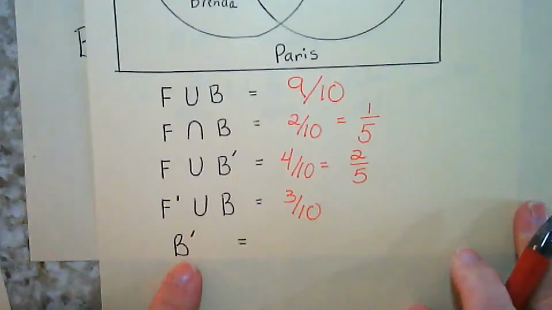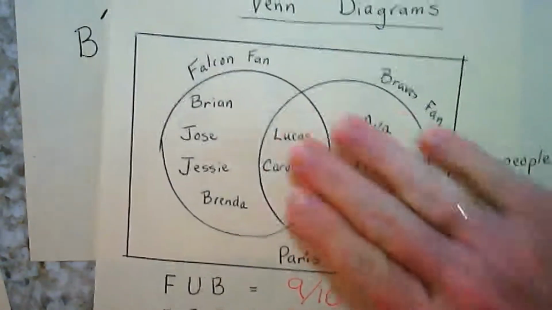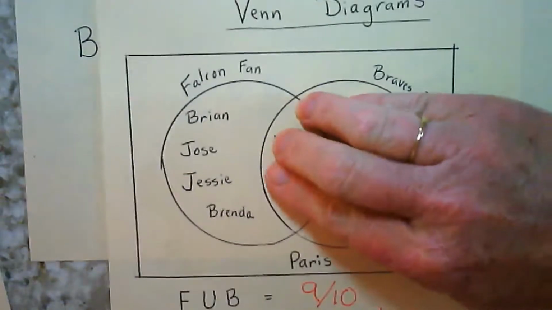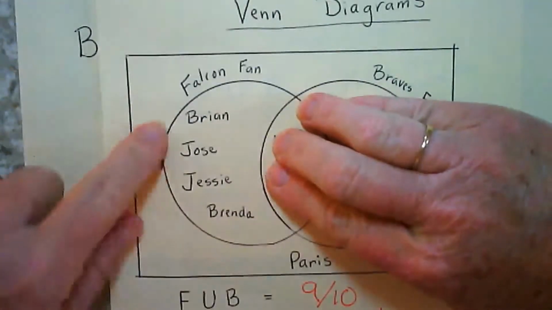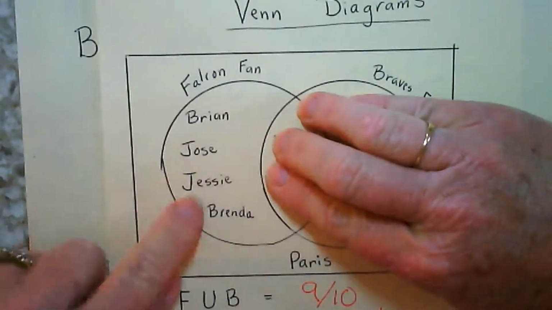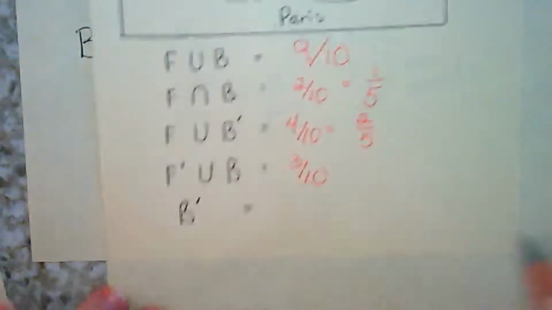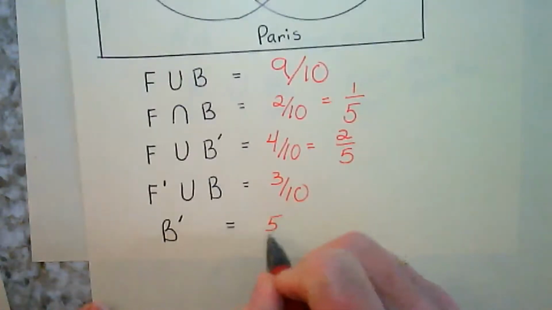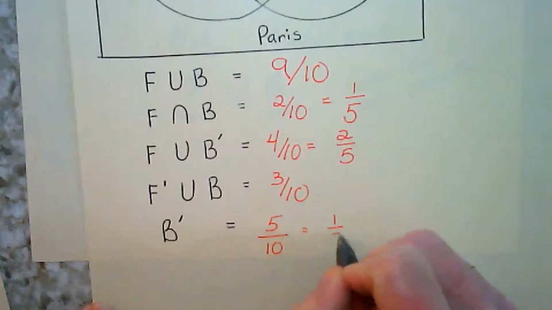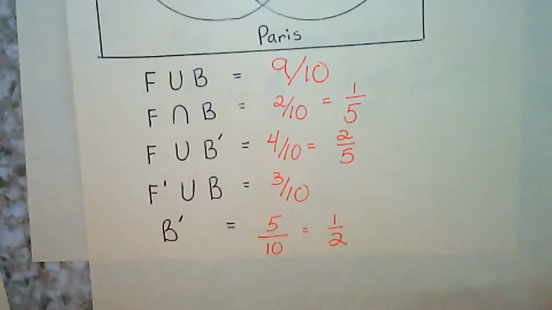What if I asked you for people who are just not Braves fans? Not Braves fans. Take away all the Braves fans, and who do you see? I see Brian, Jesse, Jose, Brenda, and Paris. 1, 2, 3, 4, 5. So 5 out of 10 are not Braves fans. So half of my people are not Braves fans.